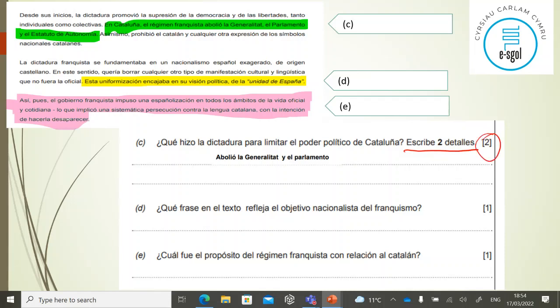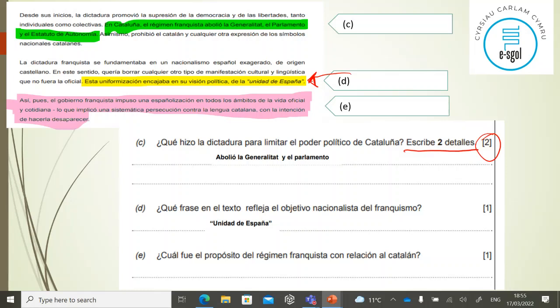¿Qué frase en el texto refleja el objetivo nacionalista del franquismo? Which sentence in the text reflects the nationalist objectives of the franquismo? So look at where your question is, look at your highlighting. So question D is here. And the answer is, which sentence, it is Unidad de España.